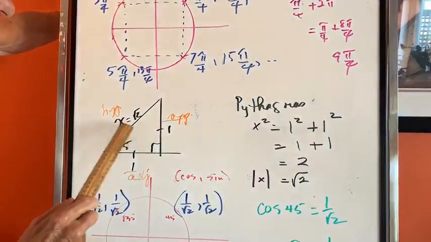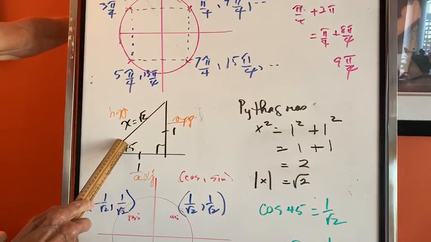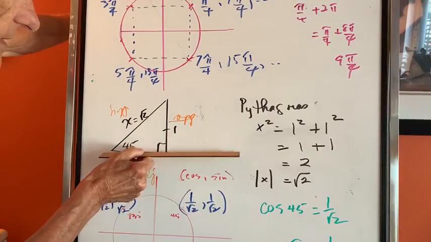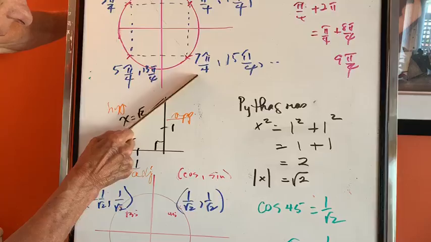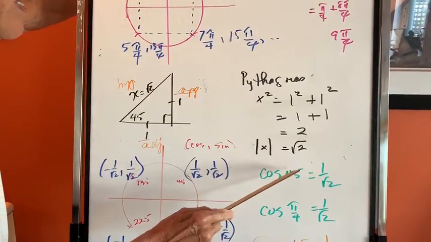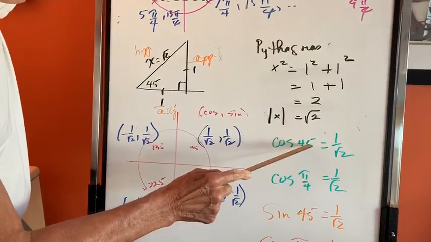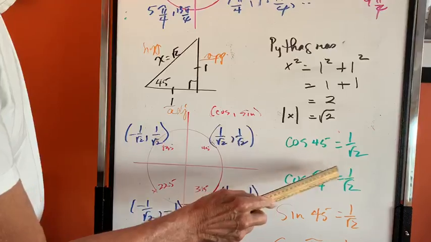Okay, now let's look at this from this angle. We want to talk about the sine and cosine. This is adjacent. Adjacent over the hypotenuse is 1 over the root of 2, and that is the cosine of 45, which is also the cosine of pi by 4, 1 over the root of 2.